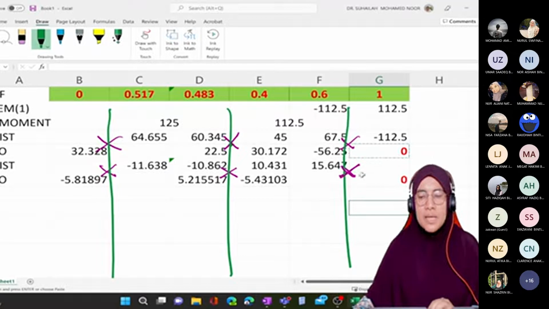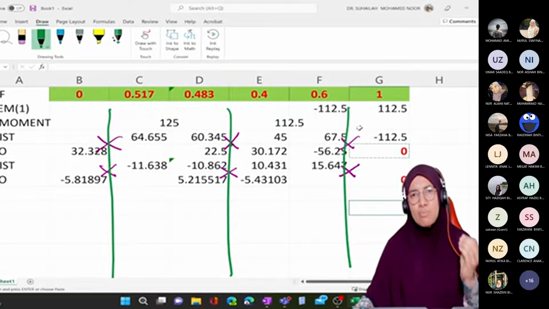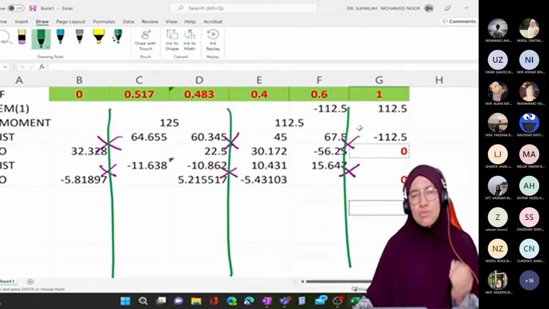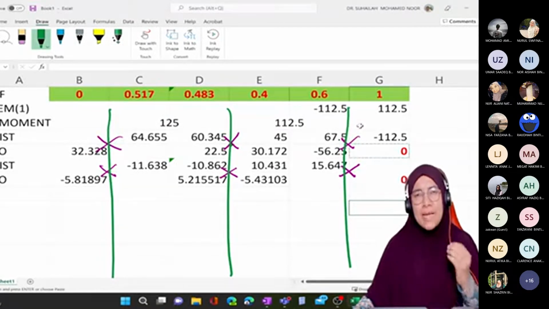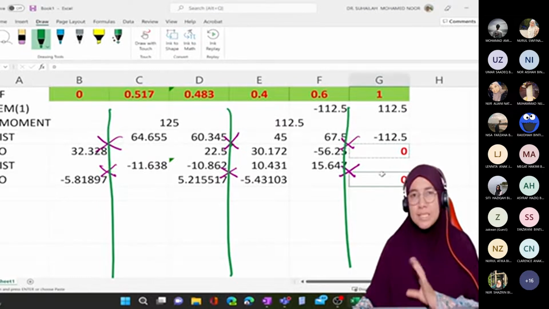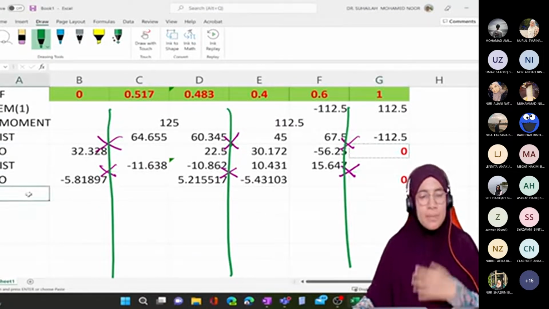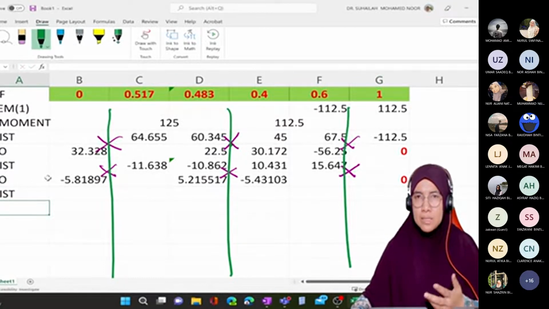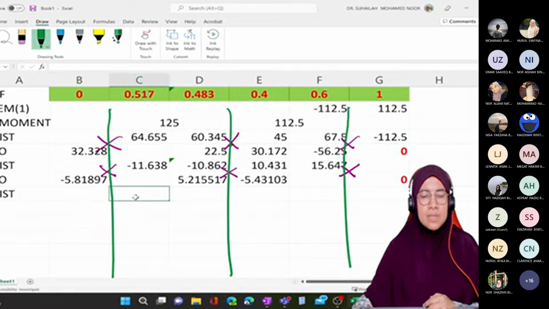Okay, because there is no value to distribute. We cannot distribute moment to the pin. The carryover factor is 0. So it is just 0 like this. Okay, repeat distribution again. Repeat the process.